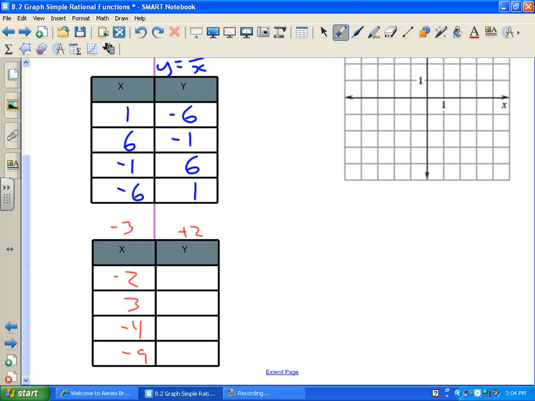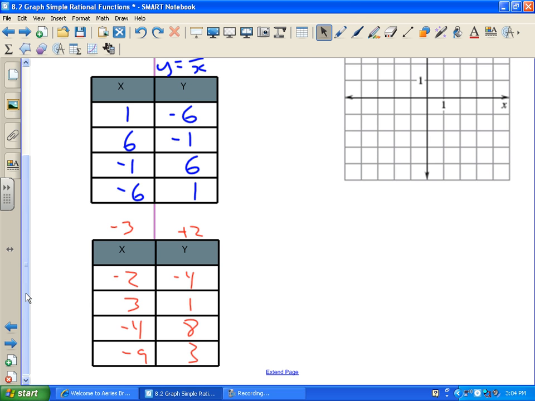Your y change, adding 2. Negative 6 plus 2 is negative 4. Negative 1 plus 2 is 1. 6 plus 2 is 8. 1 plus 2 is 3. So there's the graph we're going to make.